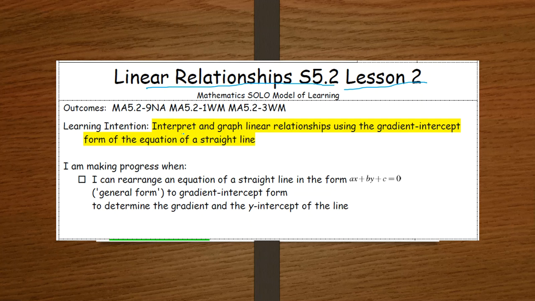We're still interpreting and graphing linear relationships using the gradient intercept form of an equation of a straight line. This time around we're rearranging the equation of a straight line, this form, which we call the general form, to find the gradient and the y-intercept of a line.